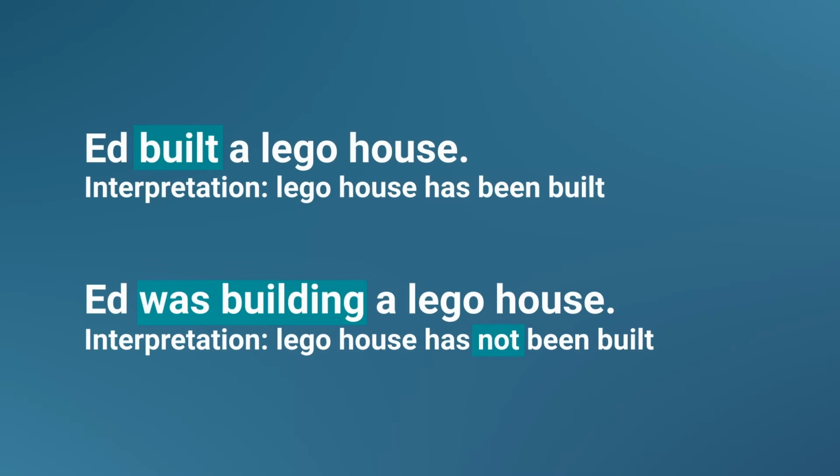Both refer to a building-a-Lego-house event, which has a natural endpoint, namely when the Lego house is completely built. They have different interpretations in that "Ed built a Lego house" references the endpoint. I infer that the Lego house has been built. But "Ed was building a Lego house" does not reference the endpoint. I cannot infer that the Lego house has been completely built.